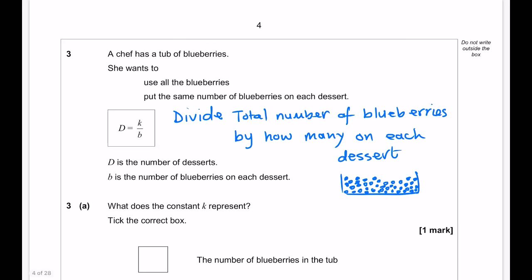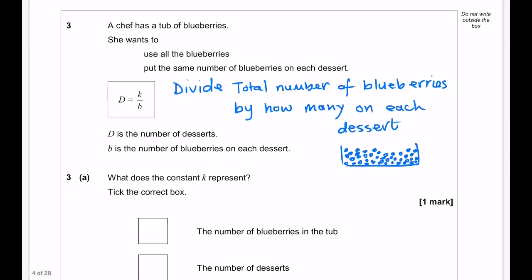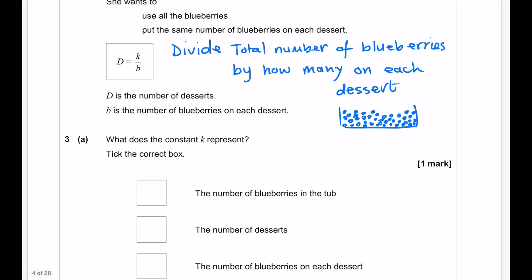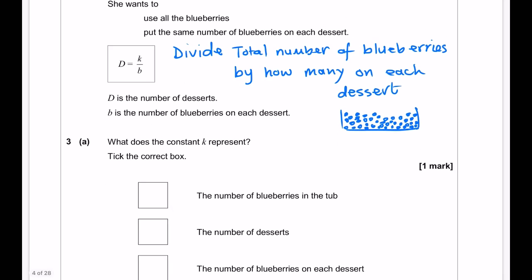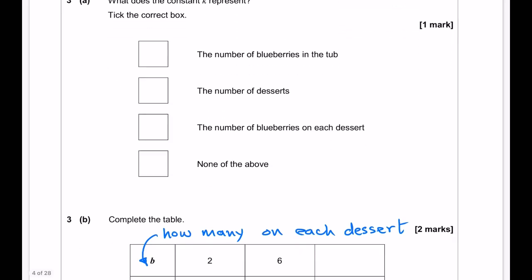Okay, question 3. Divide the total number of blueberries by how many you need on each dessert. That should be a little hint for you because it just asks you what does K represent? So get your head around that.